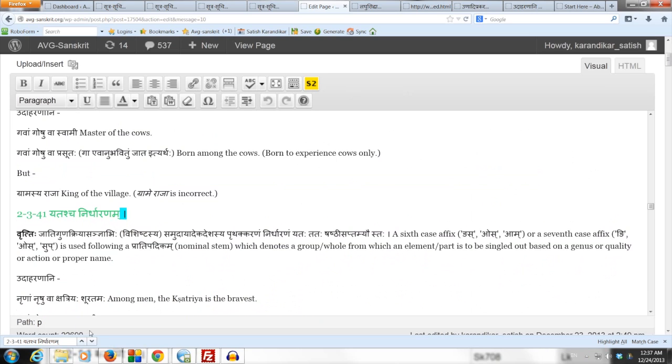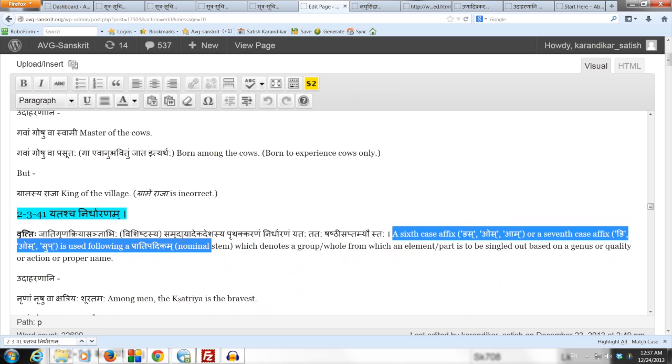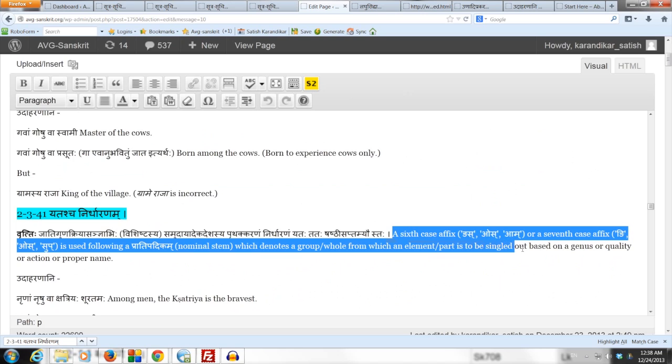Let us briefly review the Sutram 2-3-41 yatascha nirdharanam. It tells us that a sixth case affix or a seventh case affix is used following a pratipadikam which denotes a group or a whole from which an element or a part is to be singled out based on a genus or quality or action or proper name.